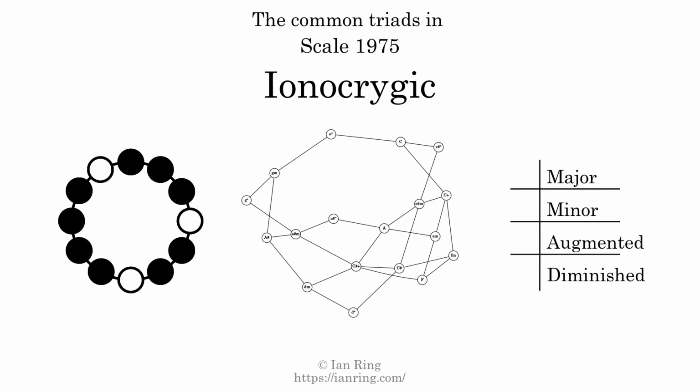Here are the common triads present in this scale. The diagram in the center is a graph of parsimonious voice leading between triads. There are 5 major triads. There are 6 minor triads. There are 2 augmented triads. There are 5 diminished triads. Here is a Hamiltonian path of parsimonious voice leading that uses all the triads.